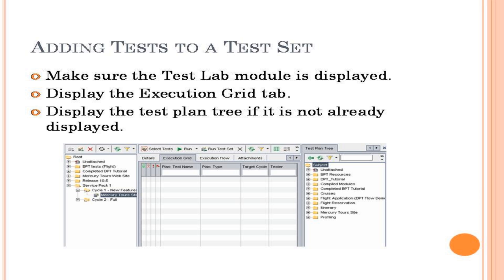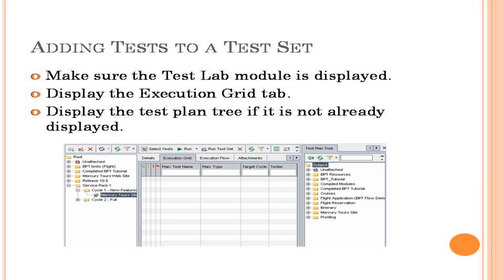2. Display the Execution Grid tab. In the Test Sets tree, expand the Cycle 1 New Features Test Set folder under Service Pack 1. Select the Mercury Tours site test set. Click the Execution Grid tab. 3. Display the test plan tree if it is not already displayed. Click the Select Tests button. The right pane displays the test plan tree.